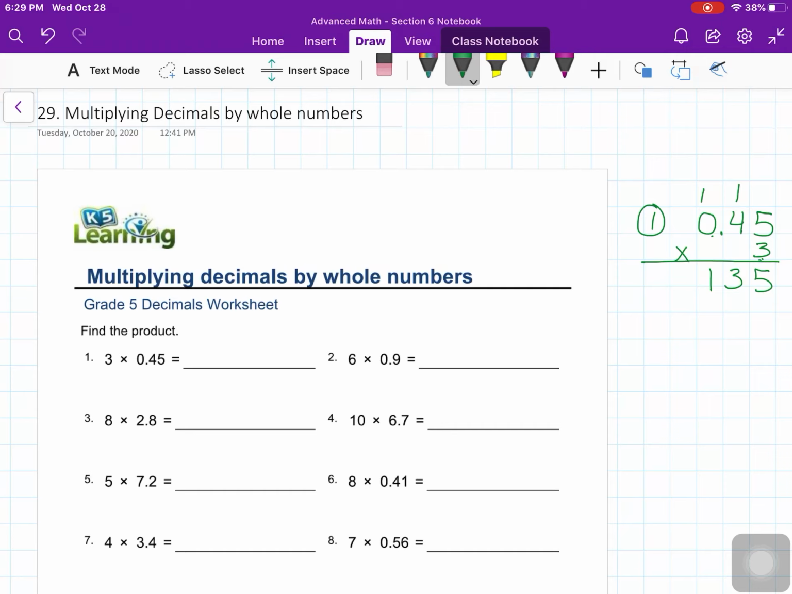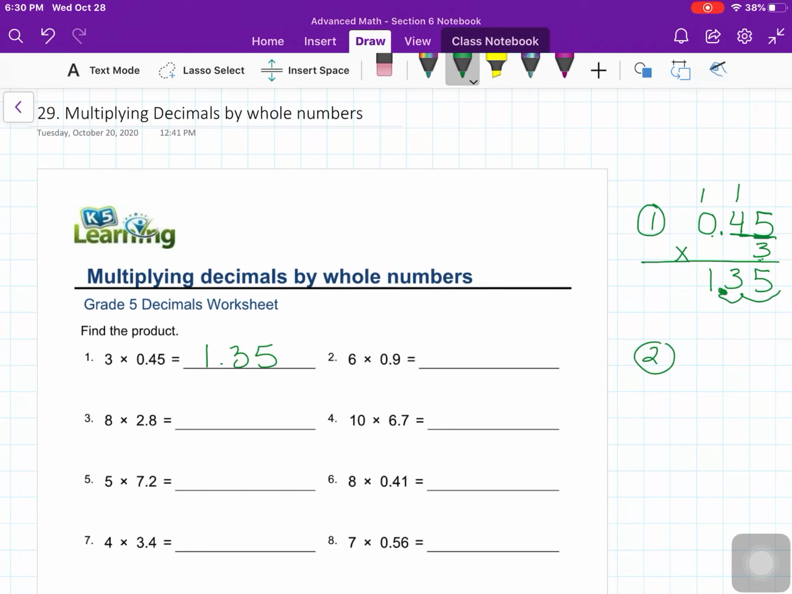Well, we've got 2 here, and there are no decimal points in this number, so I only have to move in 2 spots. I can also use my estimation, 3 times, I'm not even timesing it by 1, right? So my answer is going to be less than 3, and so that would make sense of where to put my decimal point. Let's try another one.